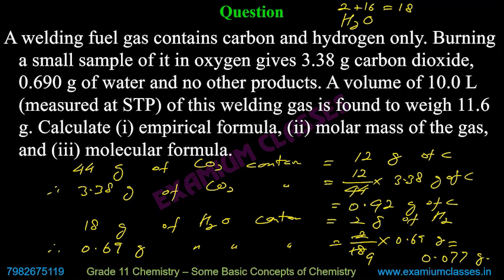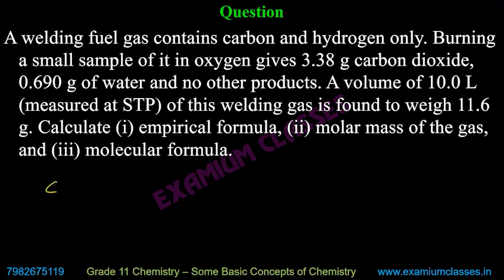grams of hydrogen. So you got the mass of carbon and mass of hydrogen produced, and that has come from the welding gas. It means welding gas has carbon and hydrogen. Carbon has 0.92 grams, and hydrogen it has 0.07. I think it was 0.77, so it was 0.077. Yeah, because otherwise you will not get the answer correct.